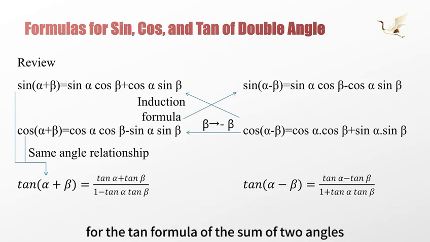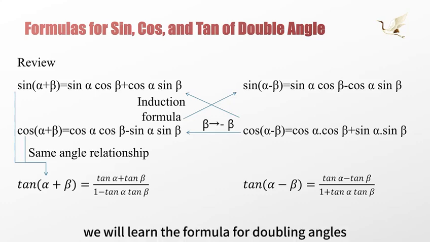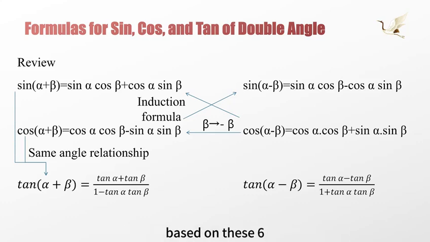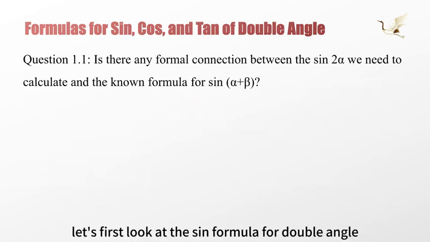For example, for the tangent formula of the sum of two angles, we require that alpha, beta, and the sum of alpha and beta are not equal to half pi plus k pi, where k belongs to Z. After exploring these formulas, today we will learn the formula for double angles based on these 6 sum and difference formulas of two angles. Let's first look at the sine formula for double angle.